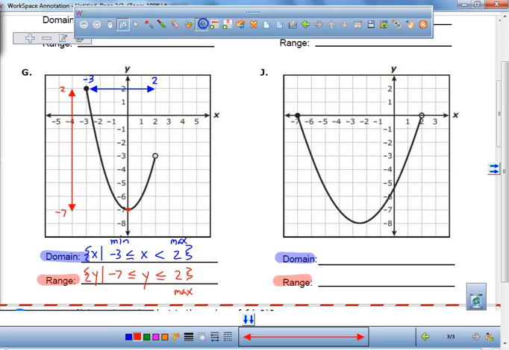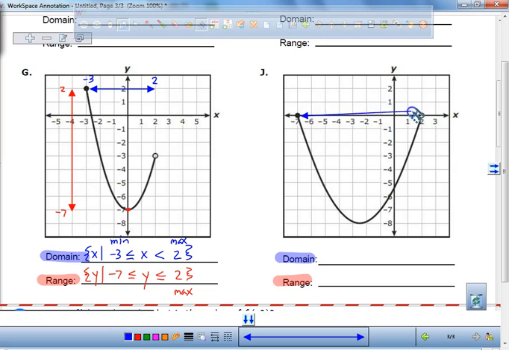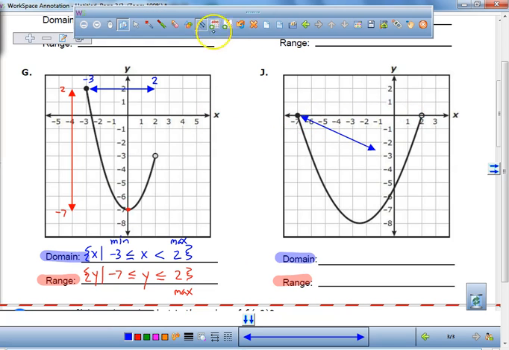All right, here we go. We're going to start right here with the domain, which goes all the way from negative 7 all the way over to what number? 2. Negative 7 all the way over to a 2.